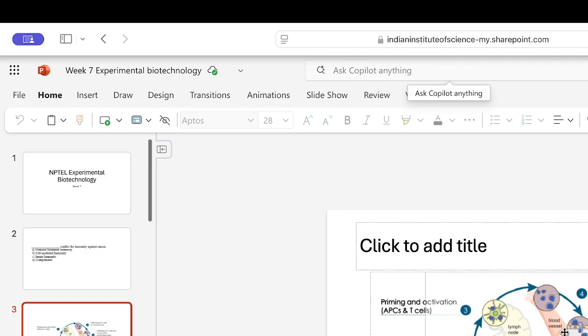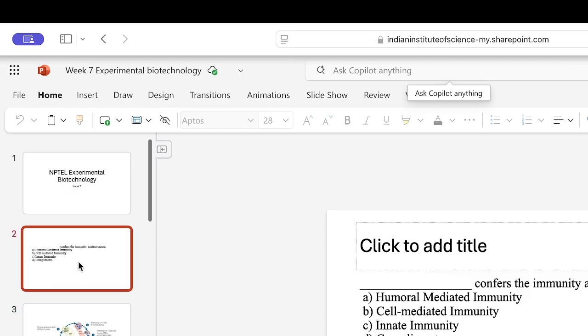What we see here is where each of the processes happen. For example, this activation of T cell happens in lymph nodes, and movement of T cells from lymph node to the site of tumor happens through blood vessels. Fine. Good.